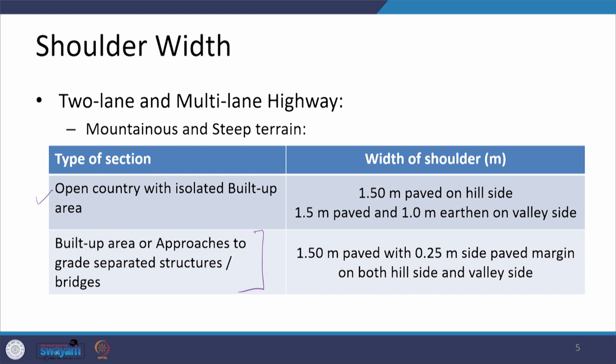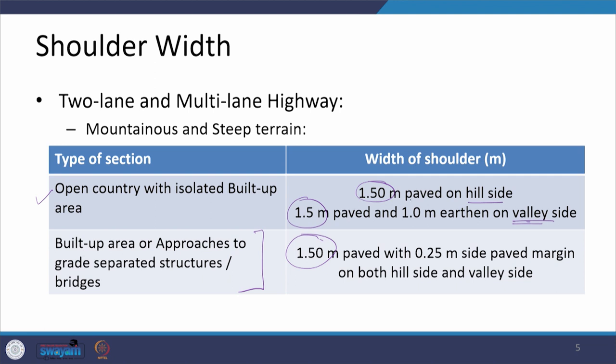And in the case of width of shoulder, it is being talked about in terms of the hillside and the valley side. Now, what you can see is that the values are taken as 1.5 meters. So, here this is 1.5, this is also 1.5 and this is also 1.5 meters. So, it is common across all the conditions. The only changes which are there, I am talking about those now.